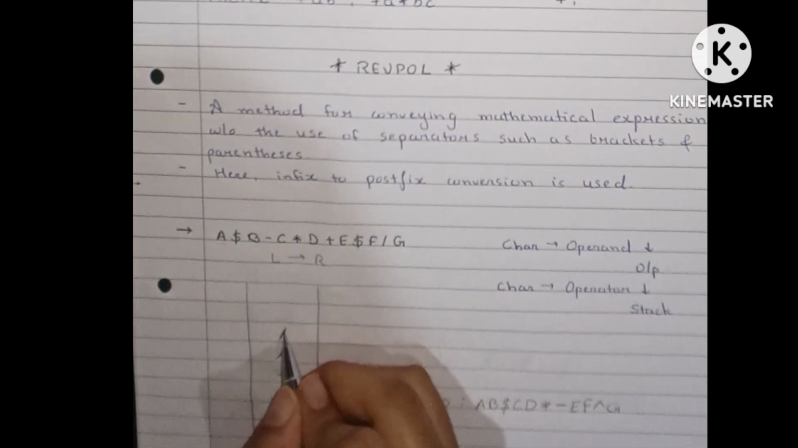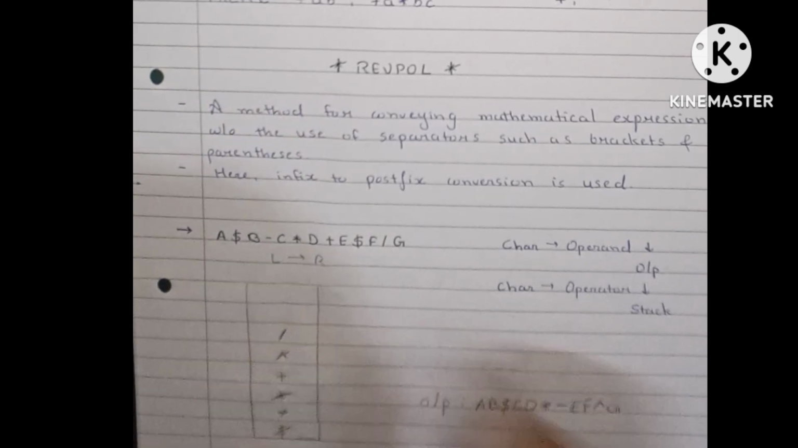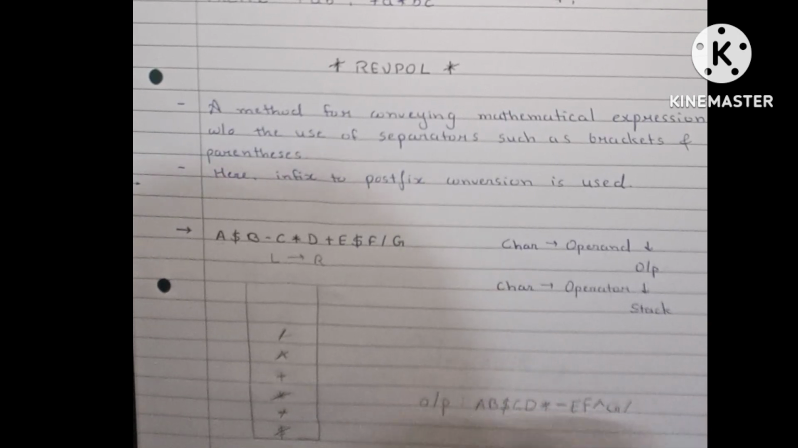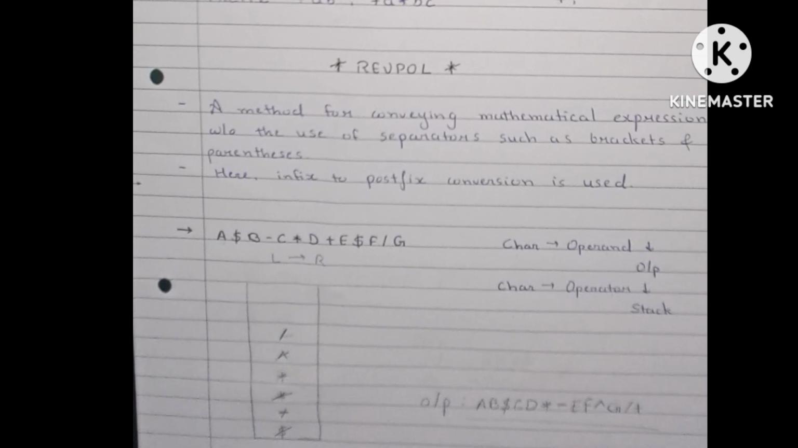Now the operators which are remaining in the stack will be popped out one by one and appended to the output list. First of all division, then the addition. This will be the final solution of the question.